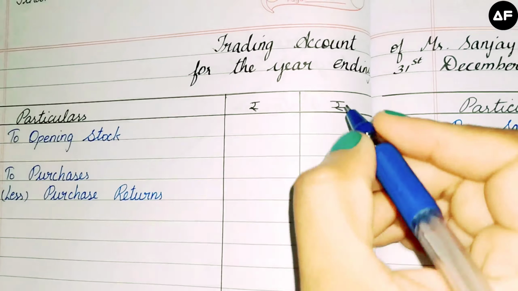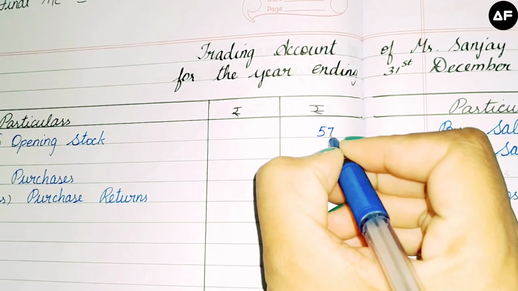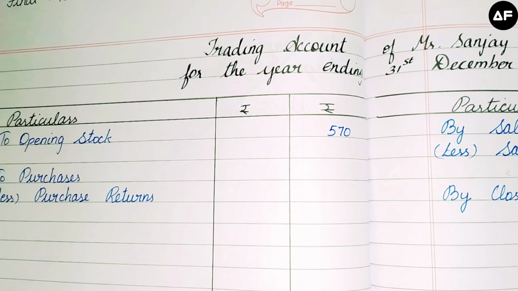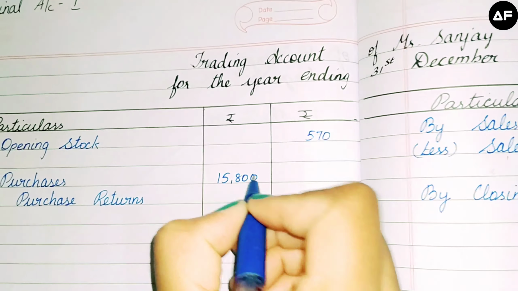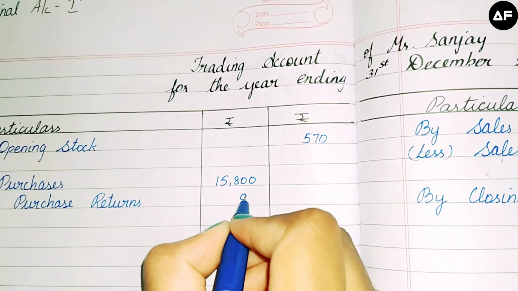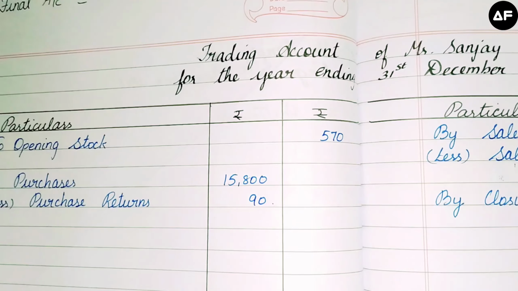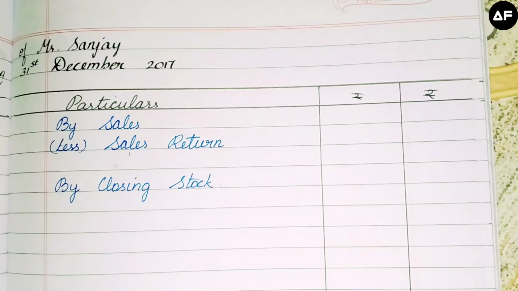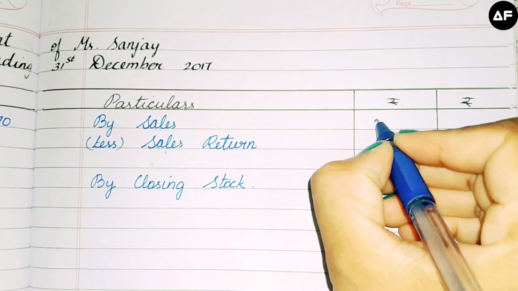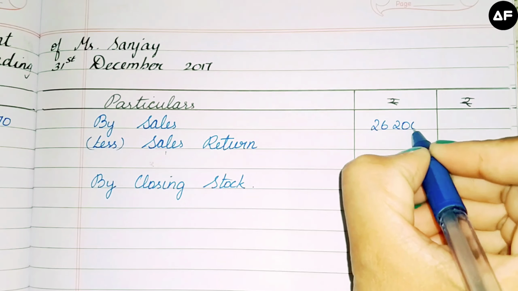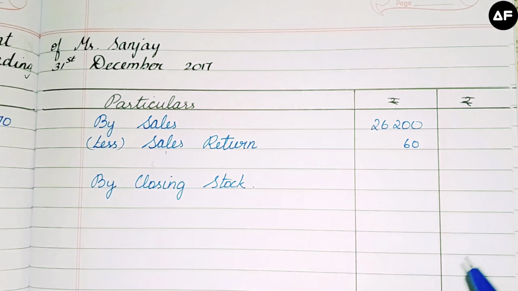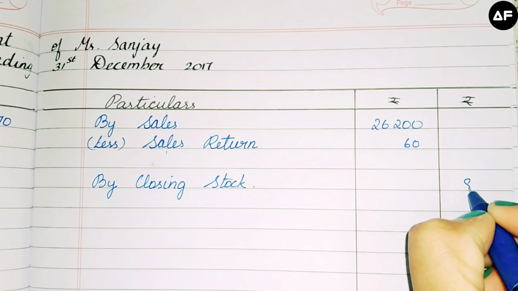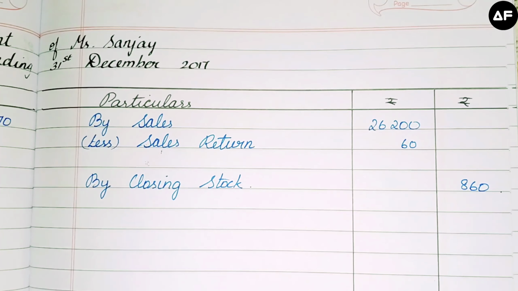Opening stock is given as 570 rupees. Purchases is 15,800 rupees. And purchase returns is 90 rupees. And moving on to the credit side, we have sales, that is 26,200. And sales return, which is 60 rupees. And then finally we have closing stock, that is 860 rupees. These are the items which are given in the problem also.